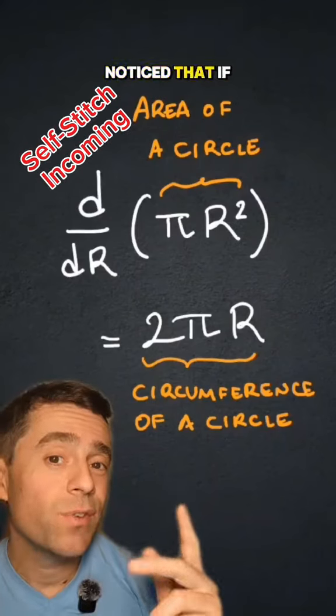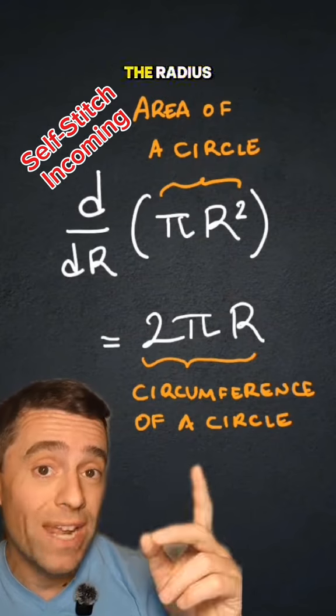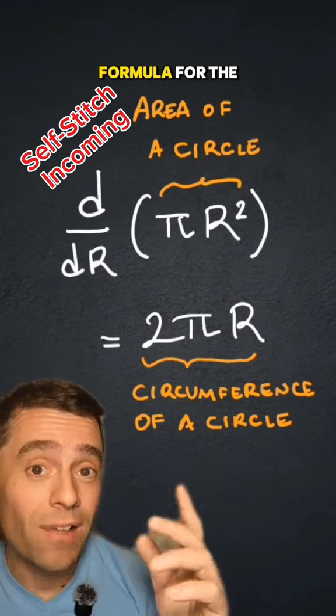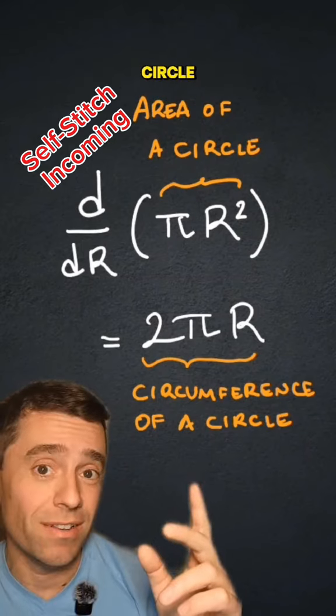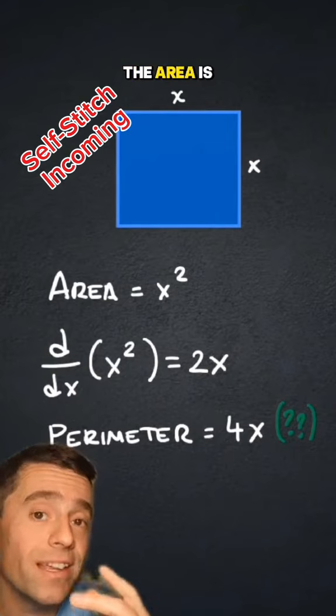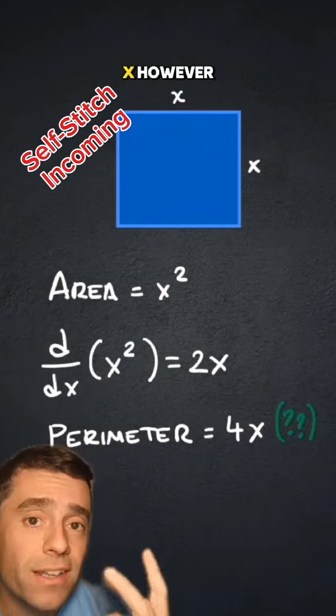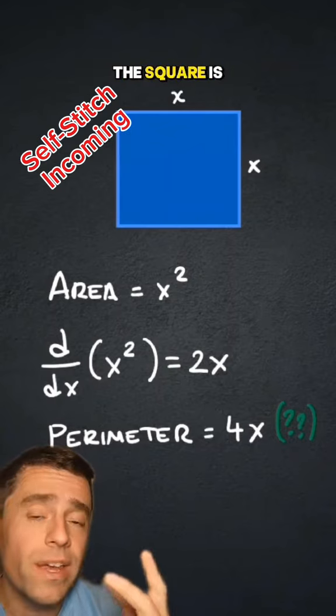Have you ever noticed that if you take the derivative of the formula for the area of a circle with respect to the radius, you get the formula for the circumference of the circle? A question for you. If I have a square of side length x, the area is x squared. And if I take the derivative of that, I get 2x. However, the perimeter of the square is 4x.